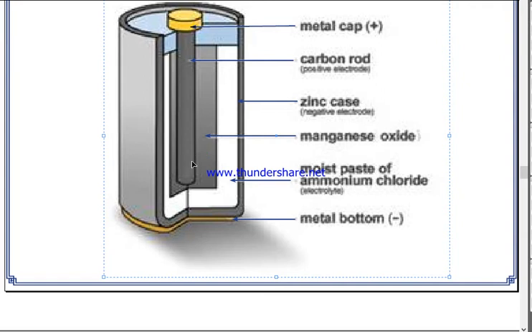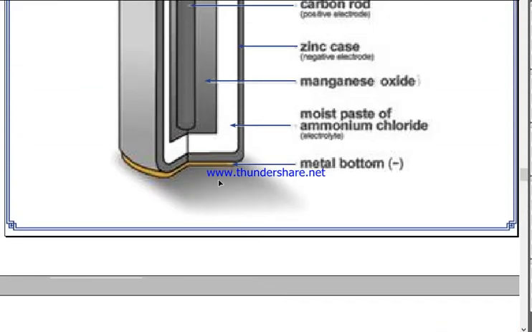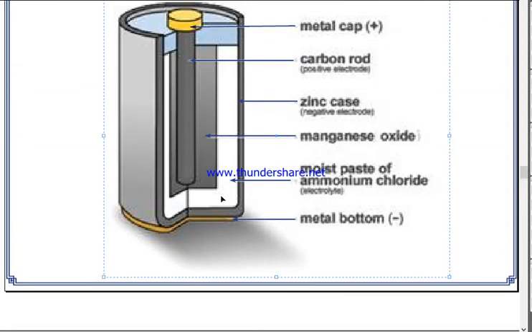Remember, manganese dioxide does not play any role in production of electricity. But as soon as hydrogen gas is formed, manganese dioxide reacts with hydrogen, and in that reaction it forms dimanganese trioxide and water. Dimanganese trioxide remains inside the muslin cloth, and water seeps out into the ammonium chloride paste, where it is absorbed.